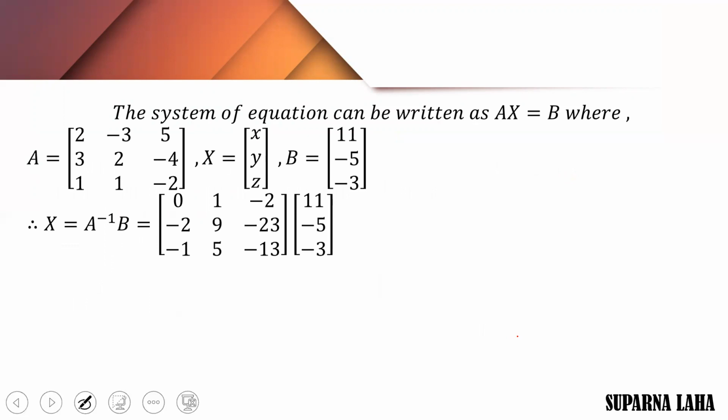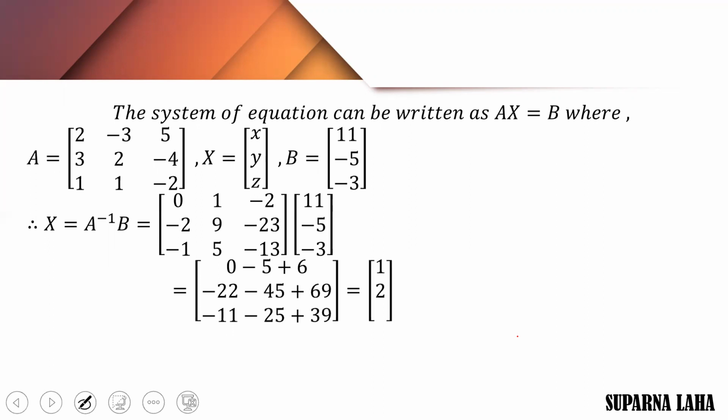So 0, 1, minus 2, 9, minus 23, minus 1, 5, minus 13, and just multiply with B, that is 11, minus 5, minus 3. So row with column multiplication, just multiply it. So 1, 2, and 3. So X is equals to 1, Y is equals to 2, and Z equals to 3.